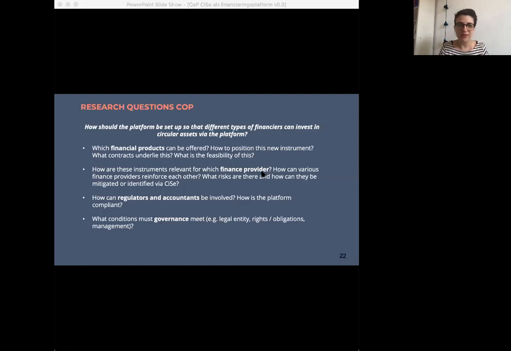Also, how relevant are these instruments for different finance providers? How can different finance providers reinforce each other? What risks are there and how could they be mitigated or identified via the platform, but also how can regulators and accountants be involved? How can the platform be considered compliant? And well, we have thought of some governance structures, but what conditions should these meet? How should the entity look like, etc. So these are the broader research questions we would like to answer in this community of practice.